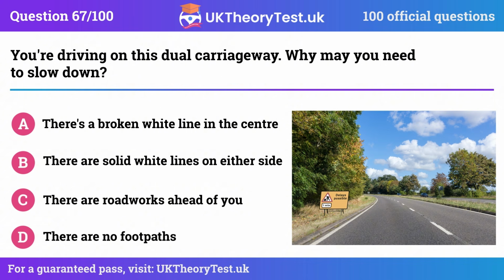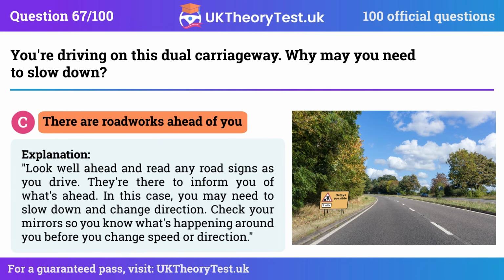The correct answer is C. There are roadworks ahead of you. Explanation. Look well ahead and read any road signs as you drive. They're there to inform you of what's ahead. In this case, you may need to slow down and change direction. Check your mirrors so you know what's happening around you before you change speed or direction.